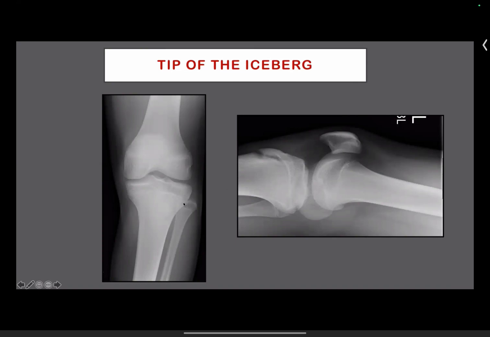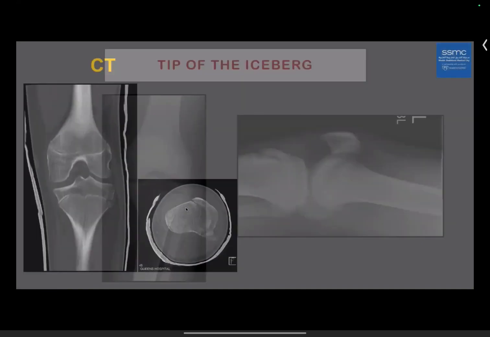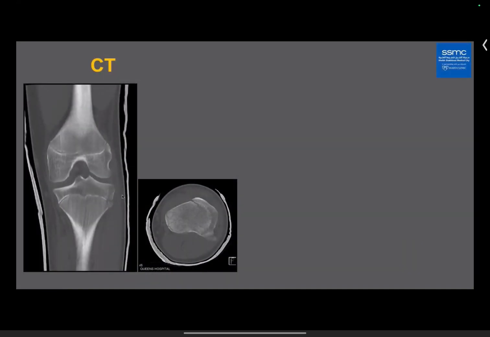But if you see, there's a bit of triangular fragment here. Could it be a normal variant? Is it just the physis which hasn't fused? We did a CT. On the CT, it looks like there's a well-defined thing here. It's got a cortical outline, but it's a bit irregular on the top. Again, it was neither here nor there.